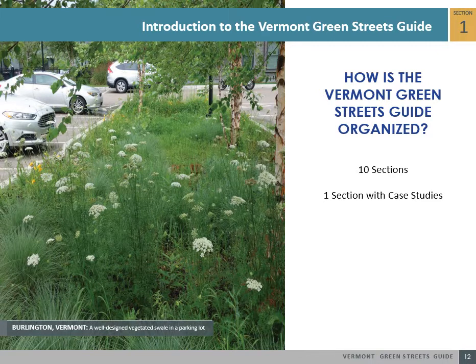So now that you know a little bit about what green streets are, and maybe you think this guide will be useful to you, you can keep watching and I will explain how this guide is laid out. So the organization of this guide includes 10 sections, and then at the end, one section with case studies. So if you get the print copy of this guide, that's how it will be organized. But for the video series, we have 10 sections with the case studies incorporated into each video. Each of these sections elaborate on the different steps or phases in a green street development project.